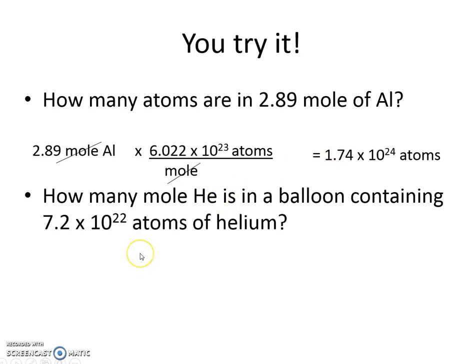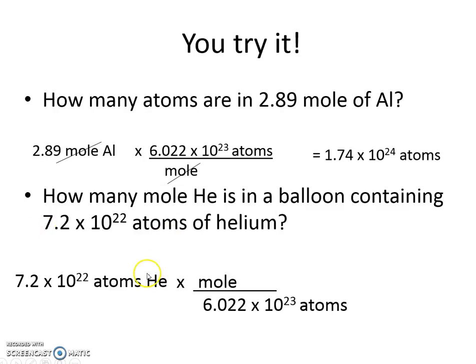Okay, how many moles of helium is in a balloon containing 7.2 times 10 to the 22 atoms of helium? We start with our given, and we orient our fractions so that atoms cancel, and we go to mole. Remember that 6.022 times 10 to the 23 belongs with the atoms. It never goes with mole. We do our math, and we come up with 0.12 mole.